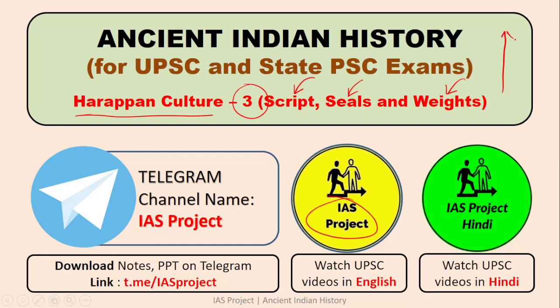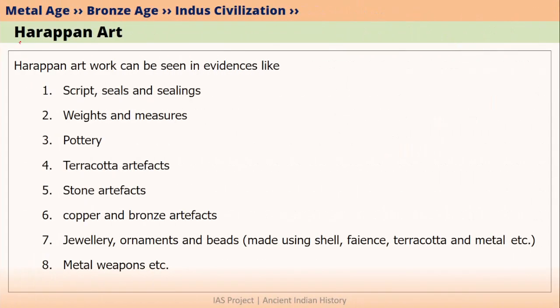If we want to broadly classify the Harappan art, then we can do it into these categories. The first one is script, seals and sealings, then weights and measures, then pottery, terracotta artifacts, stone artifacts, copper and bronze artifacts, jewelry, ornaments and beads, and finally metal weapons that were used by Harappans. In this video, let's talk about these two, and in the next videos, we will talk about these.